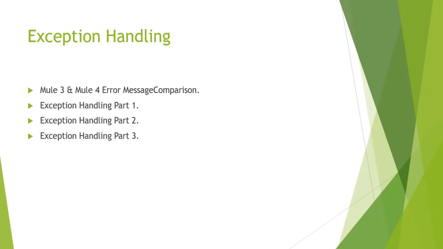In the next section, we have exception handling. First, we'll see the difference between Mule 3 and Mule 4 error handler messages, and we'll do the comparison. Then I divided exception handling into 3 parts. In part 1, we'll go through some types of exception handling in Mule 4, and then we'll continue with part 2 and part 3.